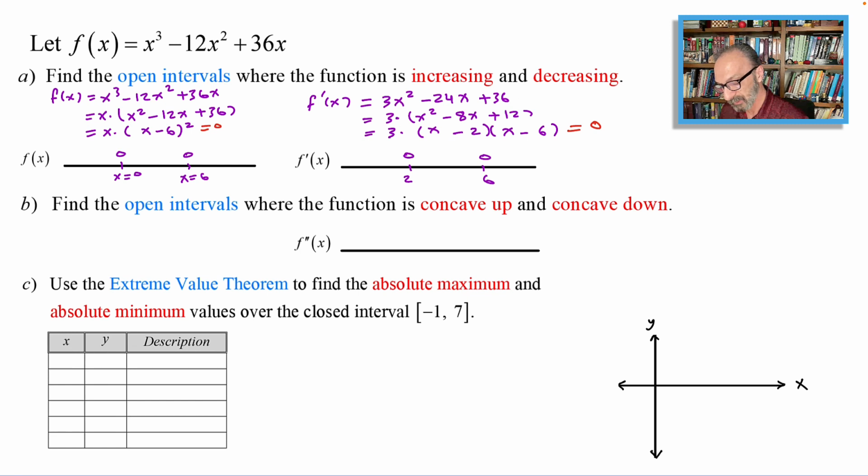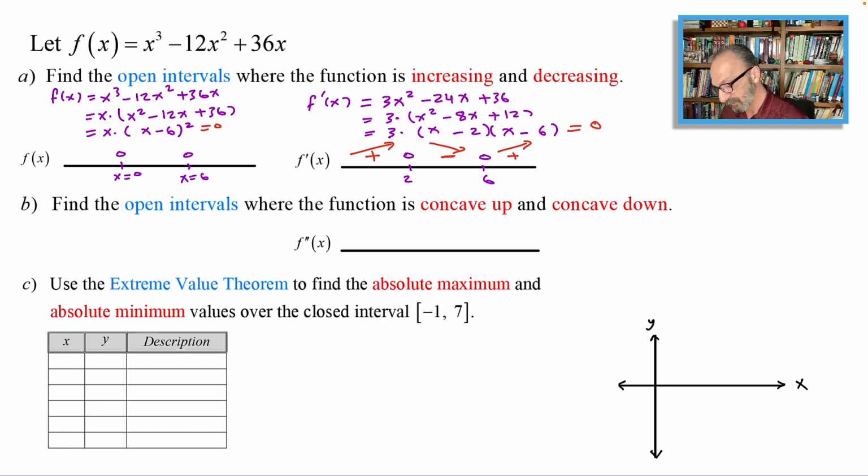Now plug in numbers to the left of 2, between 2 and 6, and greater than 6 to find the signs of f prime. I have the following. It's a plus on the left, minus in between, and positive on the right side. So the graph should be increasing here, decreasing, then increasing again.